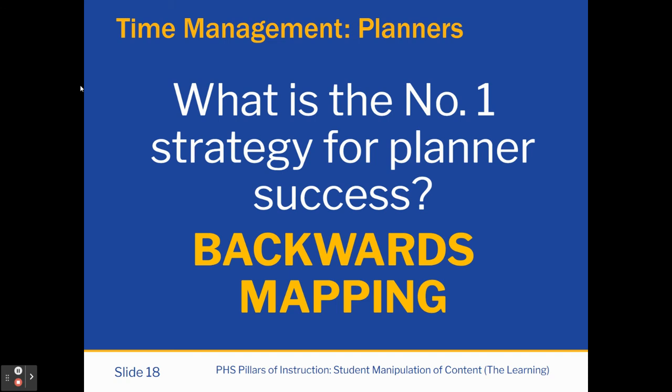What is the number one strategy for planner success? It's backwards mapping. It's knowing that you have something due on a date ahead of time and doing parts all up until that date so that you're not waiting until the last minute to get everything done.